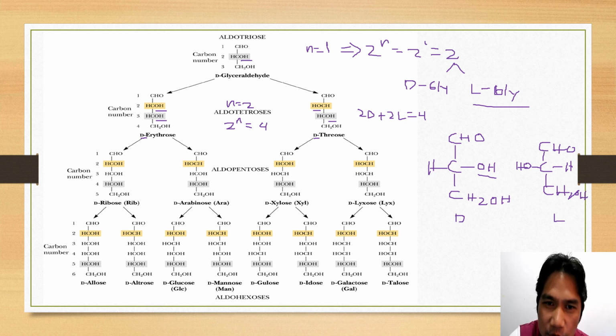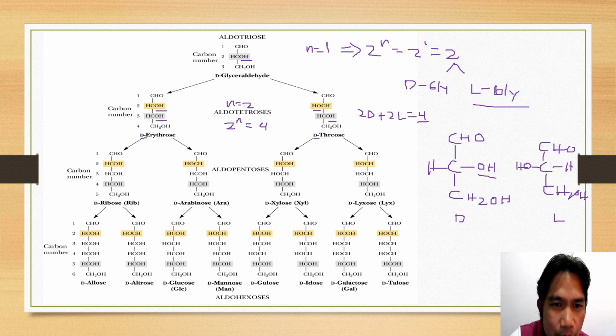The mirror image of D-triose is L-triose. That's why all in all, there are 4 possible arrangements of atoms that we can produce in an aldotetrose. The molecules that belong to the next category are aldopentoses. How many carbon atoms? There are five carbon atoms.